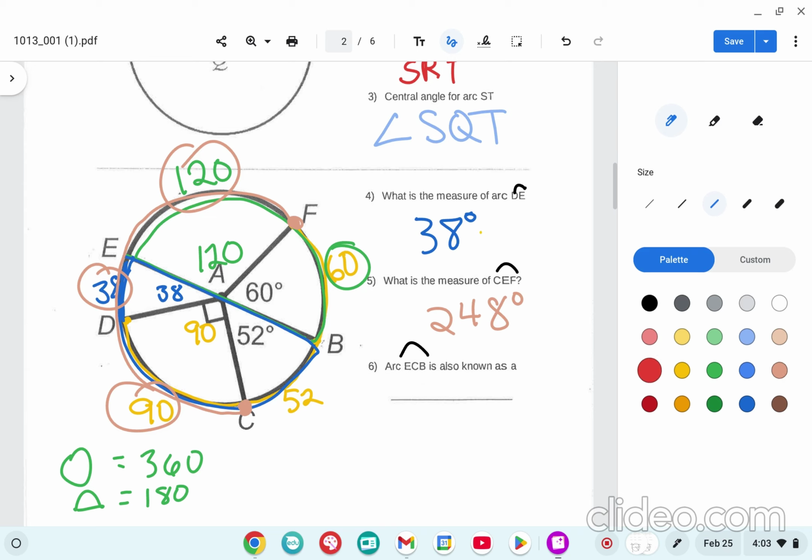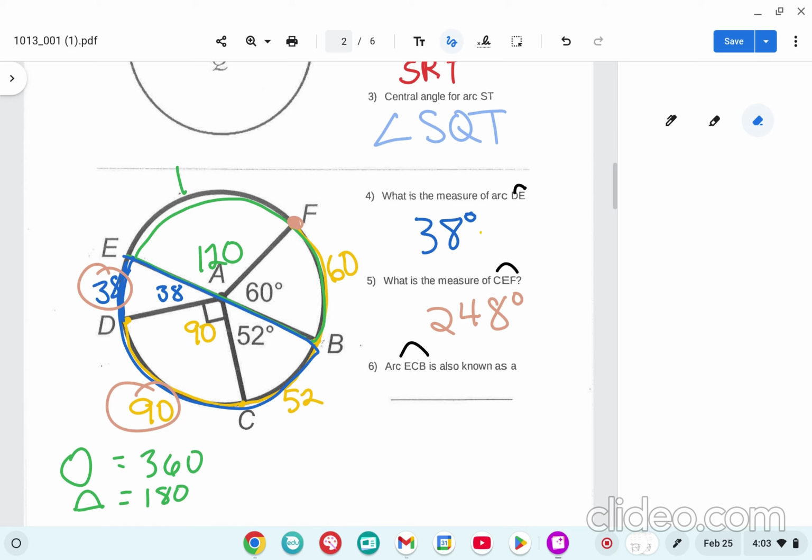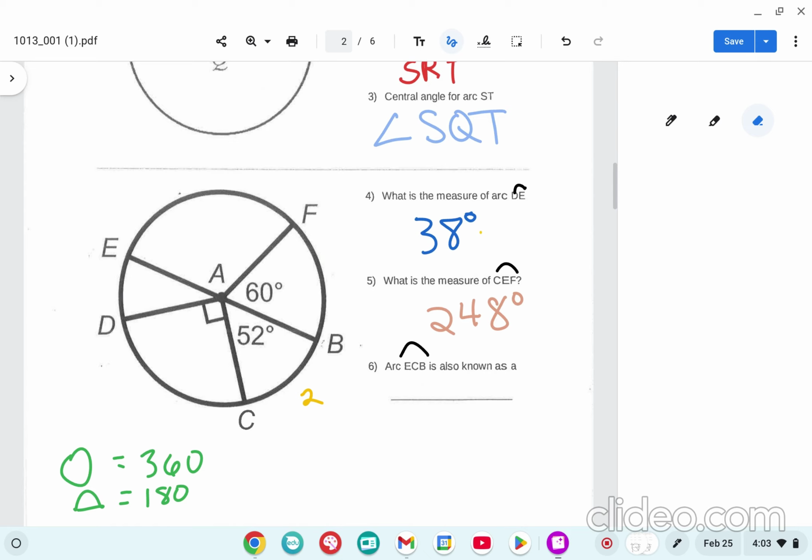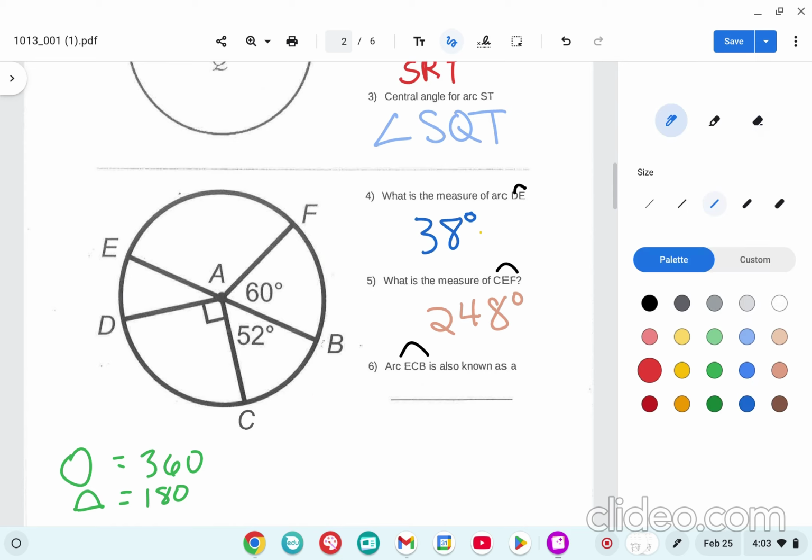Lastly, arc ECB. I'm going to erase everything so I can show you this one. Arc ECB is also known as, and I already said this earlier when I was talking about the circle, the half of the circle, this is a semicircle. A semicircle is half of a circle, and we know that a semicircle equals 180. All right.